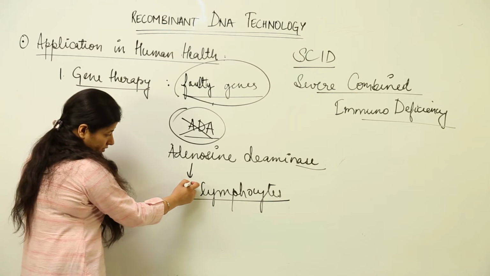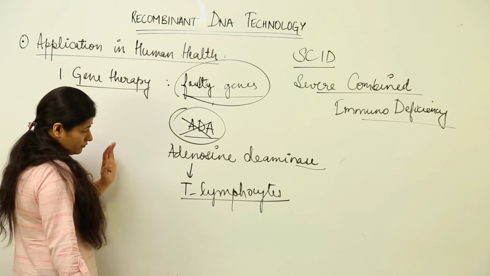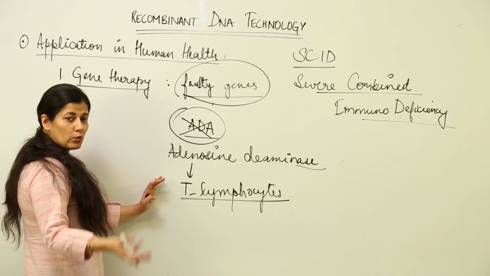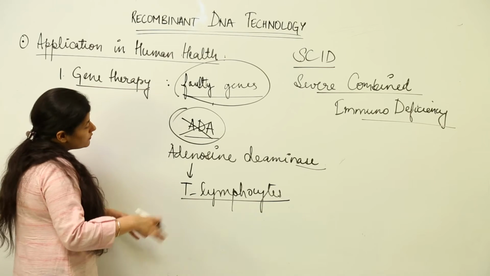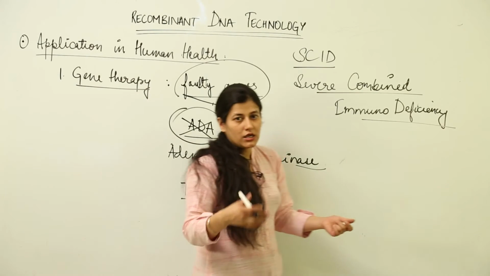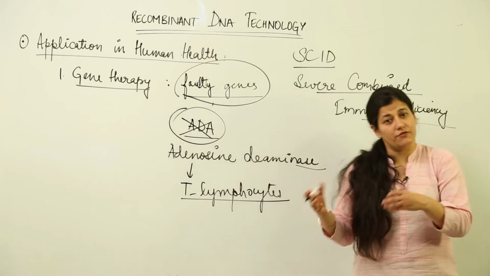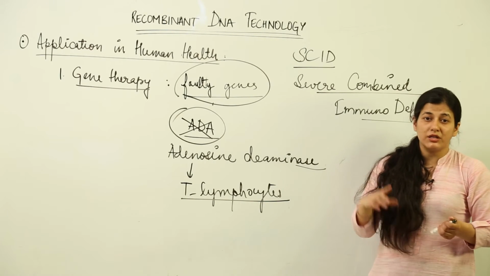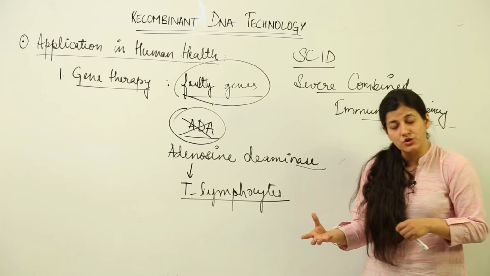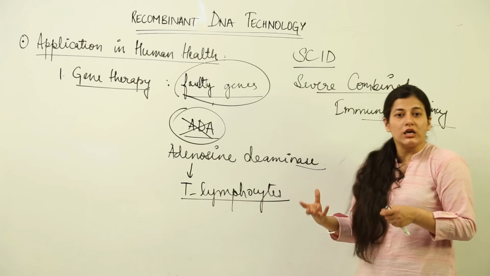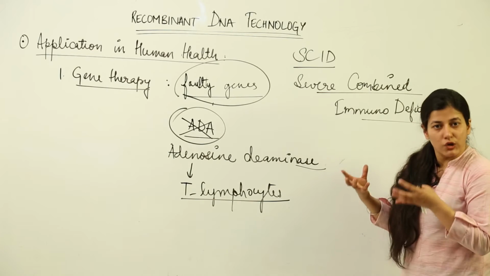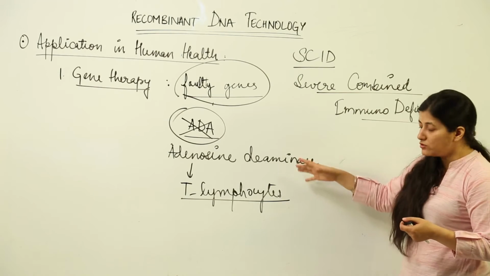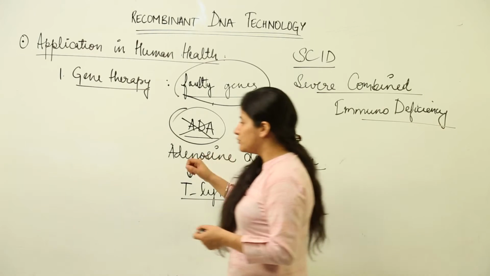Now these T lymphocytes are a very important class of immune cells which are responsible for telling the body what is self and what is non-self. Now if the body is not able to recognize that the pathogen is self or non-self, how can it give any sort of immune response? And when the immune response is not there, you can very well imagine what would be the condition of the patient. He or she would be suffering a lot because of a deficit immune system.